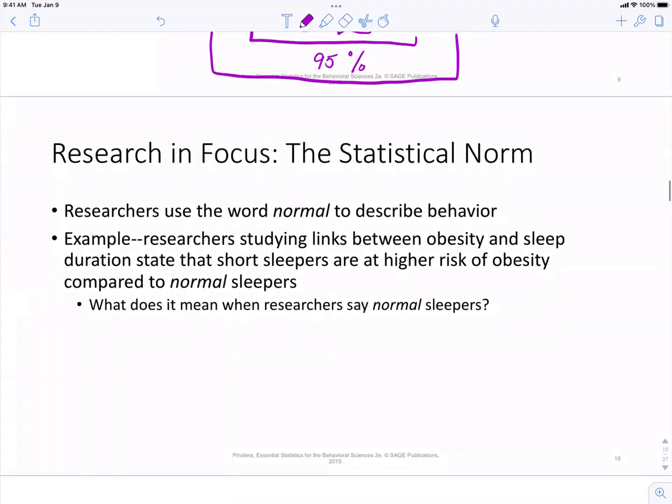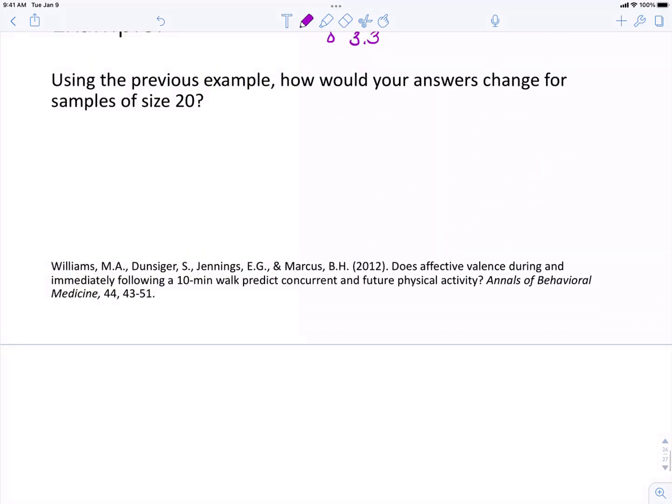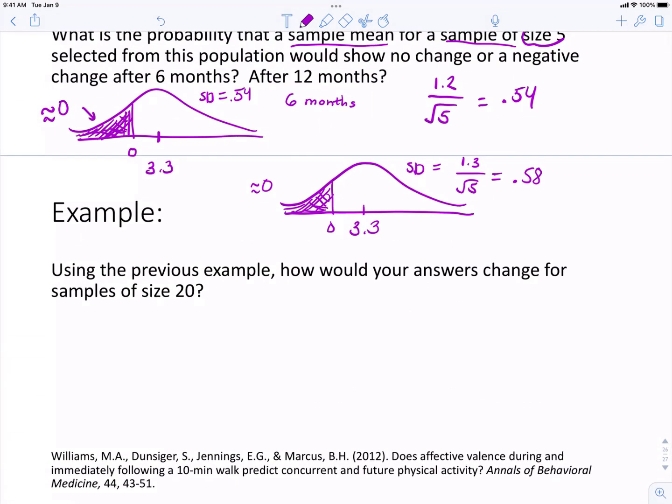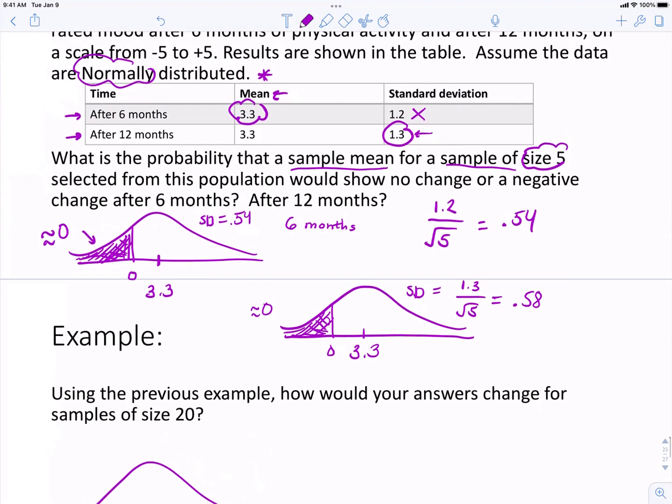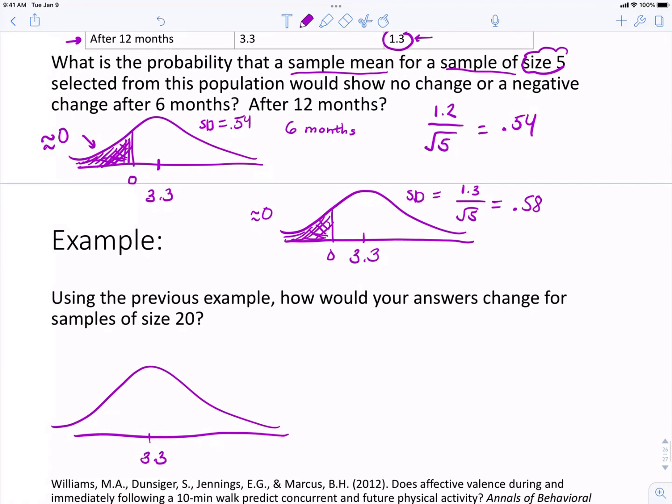So if we were to do samples of size 20, again, the mean would stay the same and the shape would stay the same. It would still be centered at 3.3, but now we're doing the standard deviation, no matter if we did the 6-month picture or the 12-month picture. Let's just do the 6-month picture. But now we would be dividing by the square root of 20.